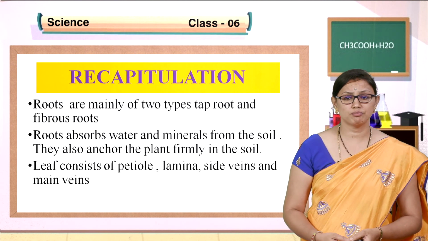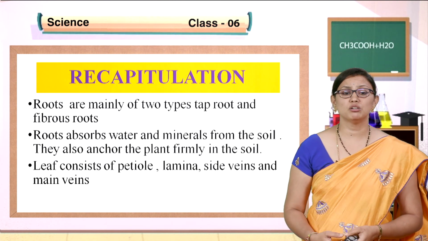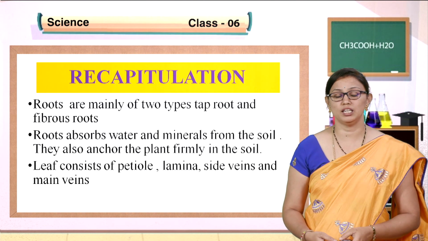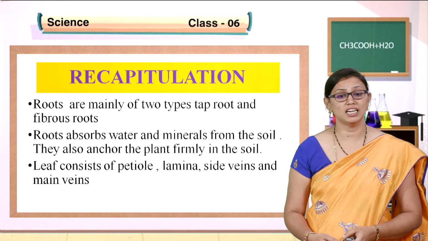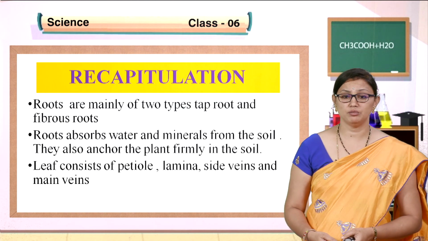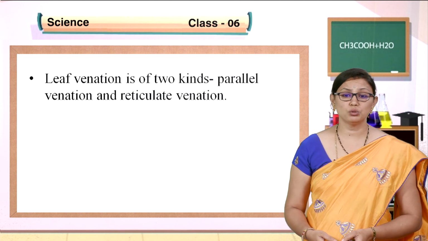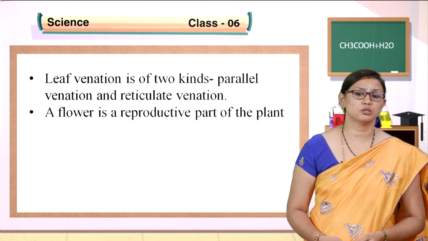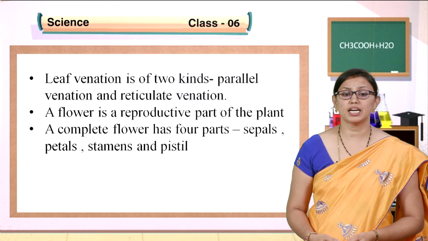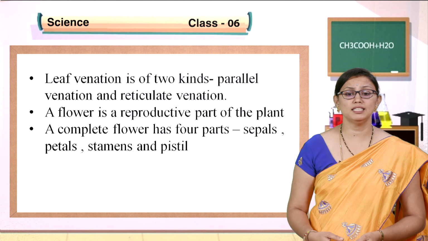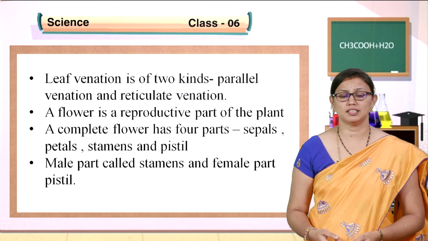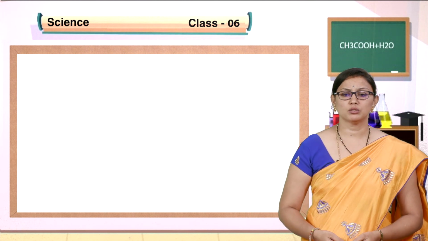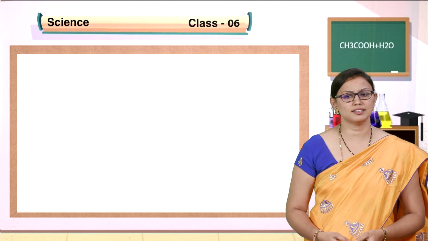The main function of roots is to absorb water and minerals from the soil. They also anchor the plant firmly in the soil. The leaf consists of petiole, lamina, side veins and main veins. Leaf venation is of two kinds, parallel venation and reticulate venation. A flower is the reproductive part of a plant. A complete flower has four parts. Which are the four parts, children? Sepals, petals, stamens and pistils. The male part is called stamens and the female part is called pistils. So this is what we have discussed in this session.